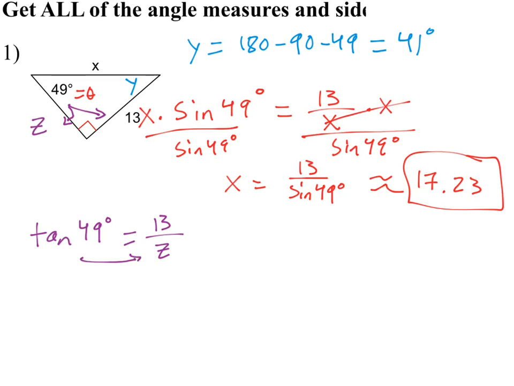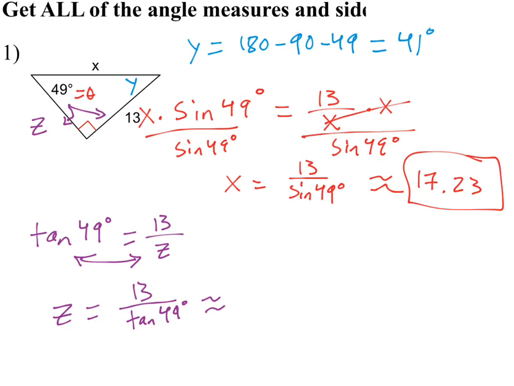Once again, you can switch these just like we did up here. I don't know if you saw the work, but if you times both sides by z and then divide both sides by tangent of 49, it just switches their places. And so you got z is 13 over tangent of 49 degrees. And that is something you can put in your calculator.